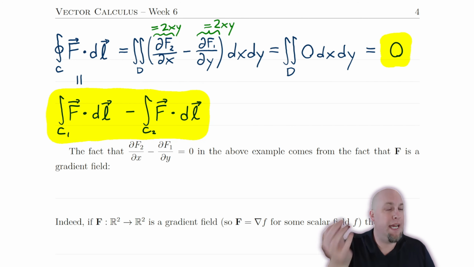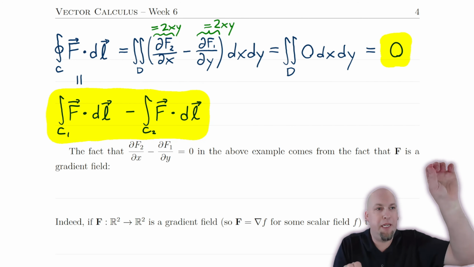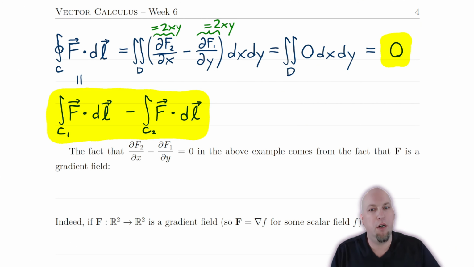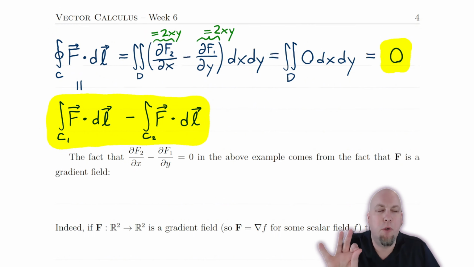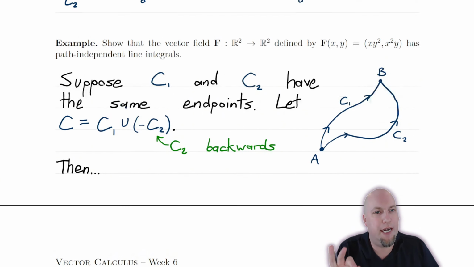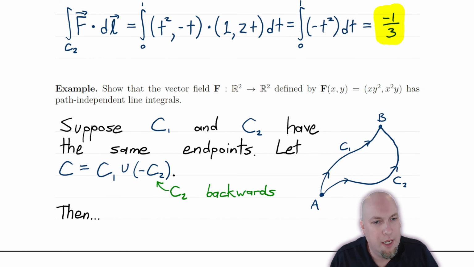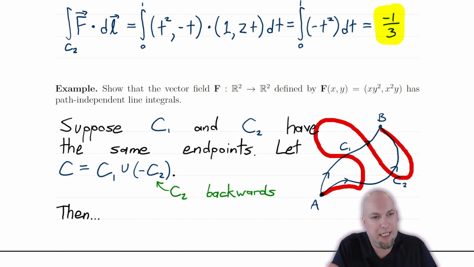And it didn't matter what the points A and B were. It didn't matter what the curves were. All that mattered is that it was two curves going between the same points. There are some wrinkles here that I've glossed over. Like here, I drew my curves C1 and C2 not intersecting at all, for example, except at the endpoints. But there's no reason that actually has to be the case. My curve C2, maybe it could have done something like that.